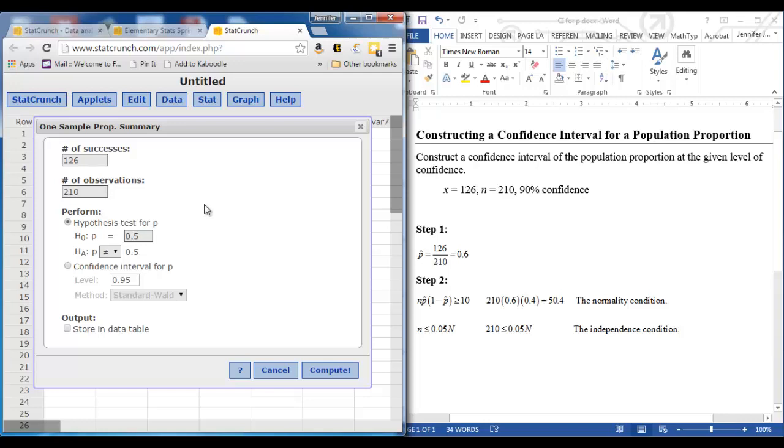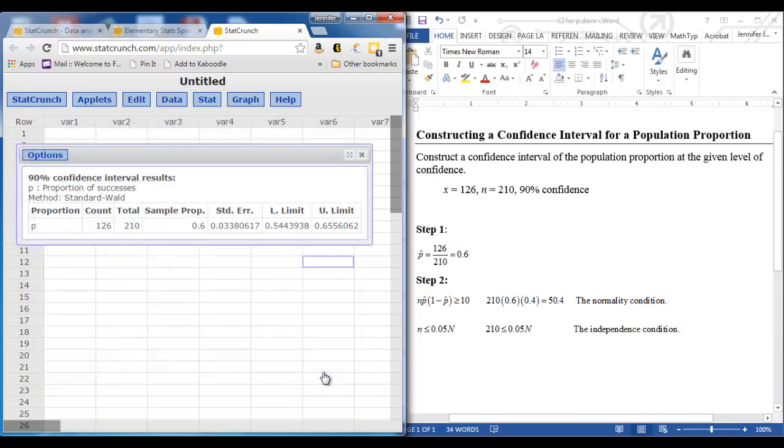Now it asks us what we want to perform. You have 2 options. You can perform a hypothesis test. That is what we will be doing in Chapter 10. But here in Chapter 9, we want to construct a confidence interval. So I'm going to click on the radio button next to confidence interval for p. Then you want to enter your level of confidence. This will always be stated in your problem. You will not have to come up with that on your own. So if we look over to the right, it tells us we want a 90% confidence level. That means my level is going to be 0.90. Then we're going to click on Compute.